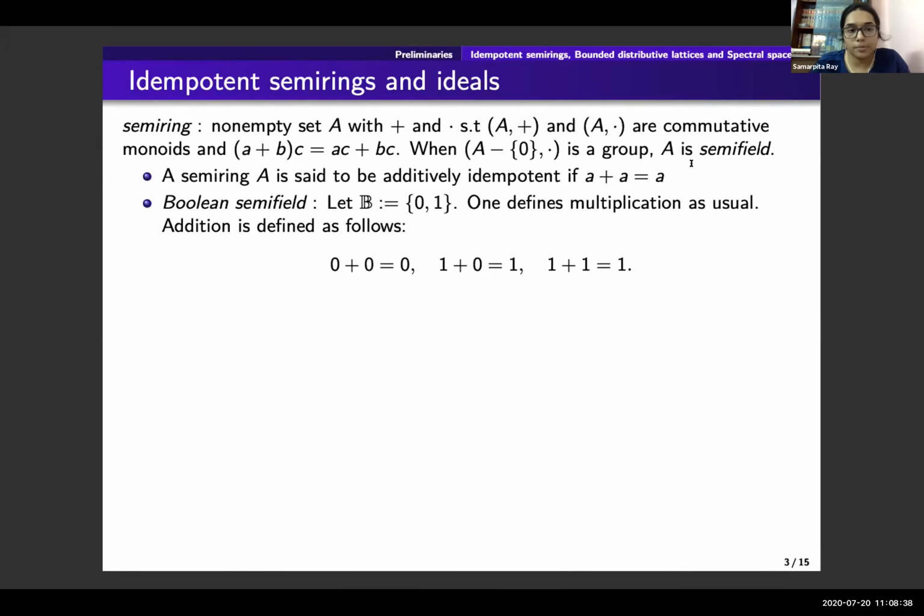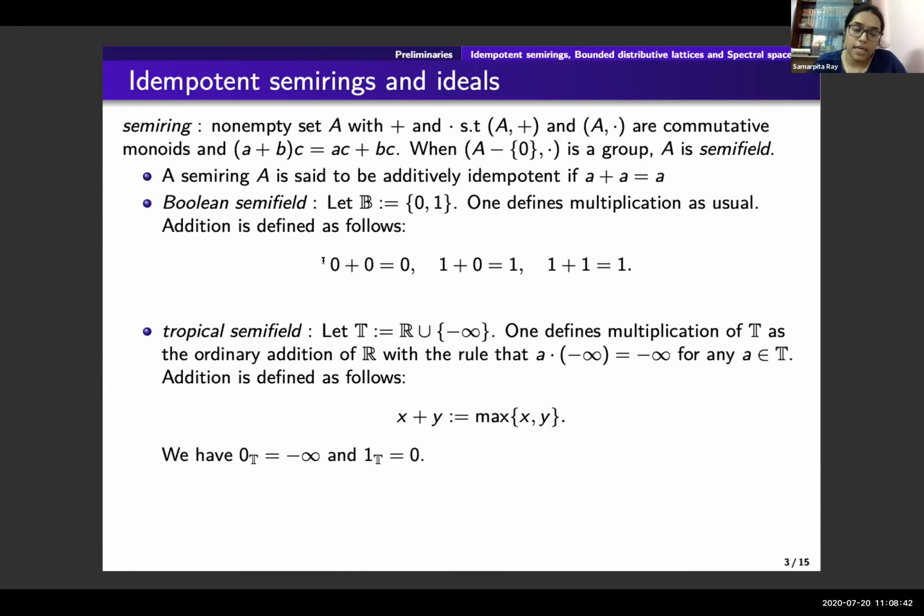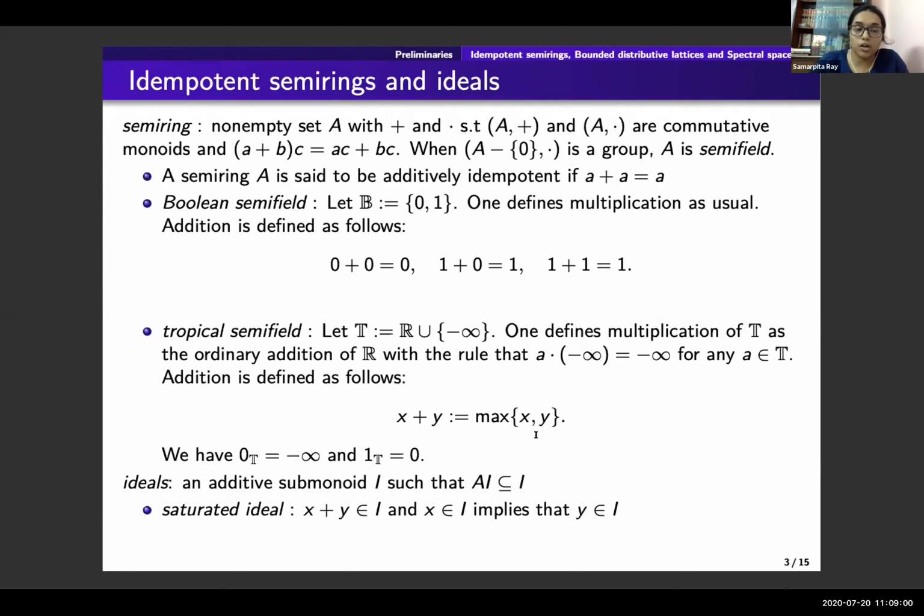Typical examples to keep in mind would be the Boolean semifield and the tropical semifield. It is called the tropical semifield because tropical geometry is based on this semifield, and as you can see from this definition, it is an idempotent semiring. So these are the typical examples of idempotent semirings to keep in mind. Ideals on semirings can be defined the way you define ideals in rings; the only difference is that you don't have additive inverses.